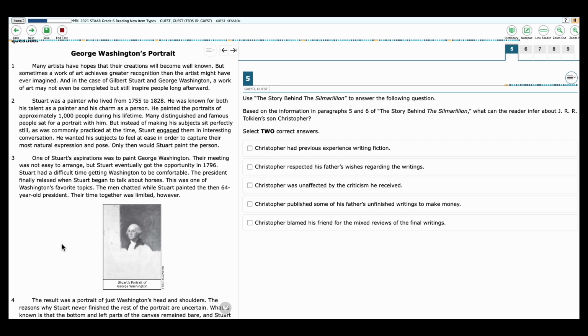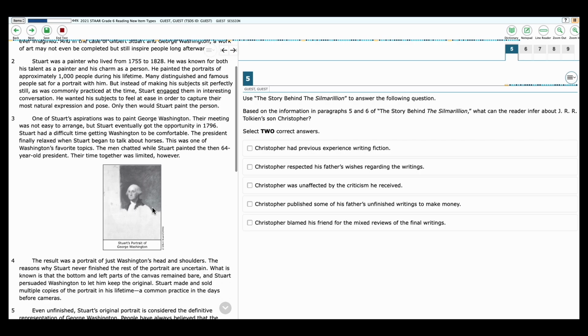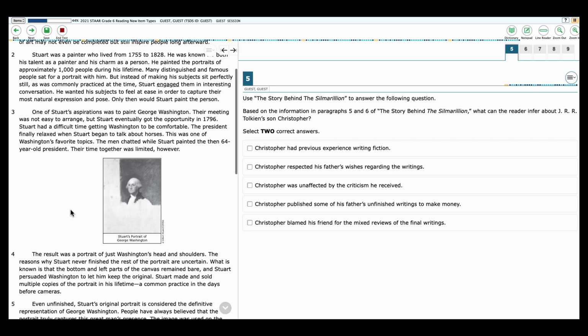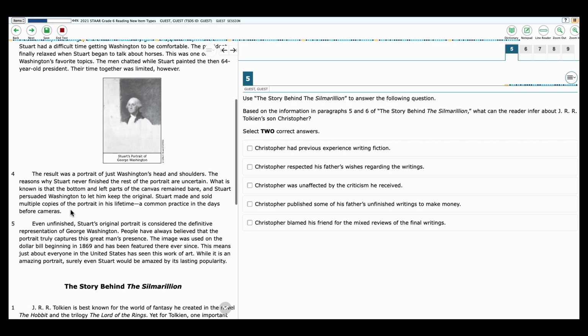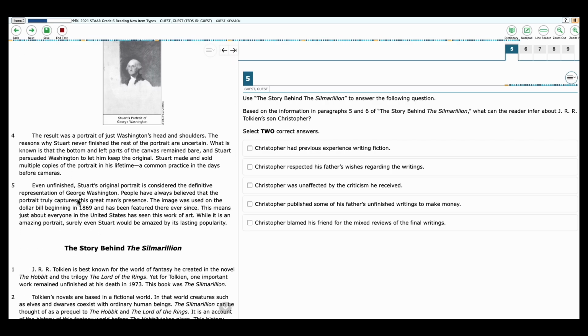Their time together was limited, however. And here's Stuart's portrait of George Washington. The result was a portrait of just Washington's head and shoulders. The reasons why Stuart never finished the rest of the portrait are uncertain. What is known is that the bottom and left parts of the canvas remain bare, and Stuart persuaded Washington to let him keep the original.